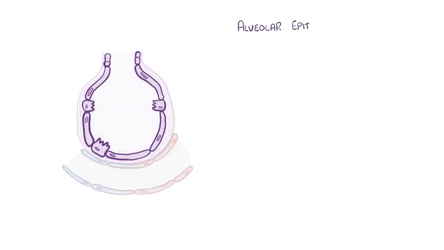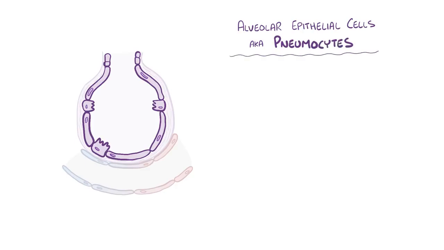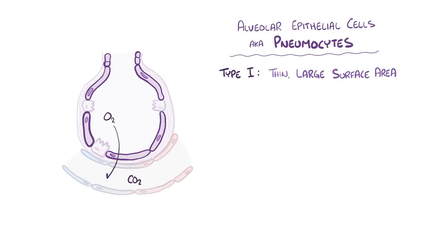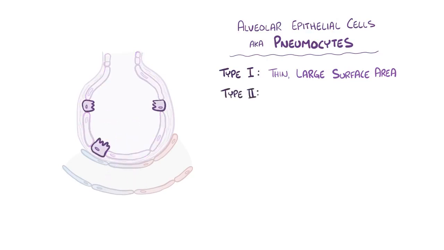The alveolar epithelial cells, called pneumocytes, come in two types. The vast majority are type 1 pneumocytes, which are thin and have a large surface area, a shape that allows oxygen and carbon dioxide to pass through them easily. There are also type 2 pneumocytes scattered around, which are smaller and thicker and are important because they make surfactant, an oily secretion that coats the alveoli.